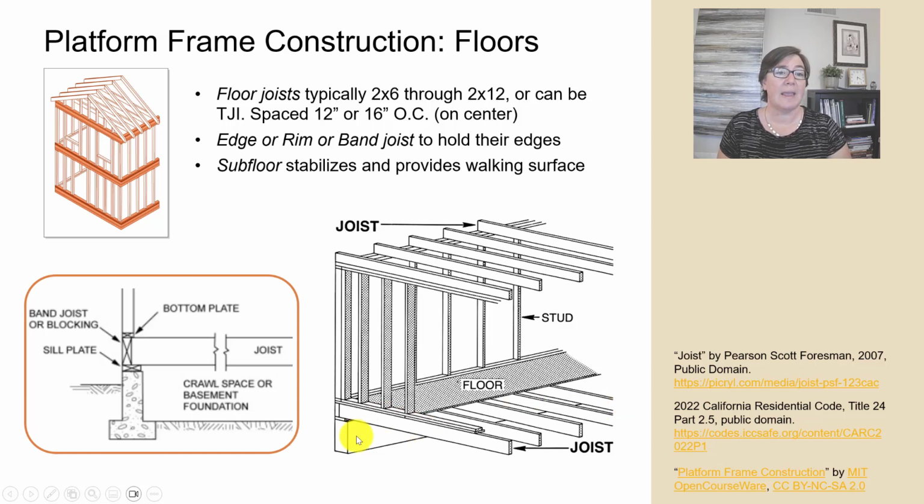Then there is an edge or rim or band joist, all right, and it's kind of hidden down here. We can see the end of it here, and it's going to hold all of the edges, right, of those joists. They're going to kind of be nailed into that edge joist. And finally, on top of that, we're going to put either a plywood or an OSB subfloor. That's going to stabilize those joists so they don't wiggle too much and also provide our walking surface.